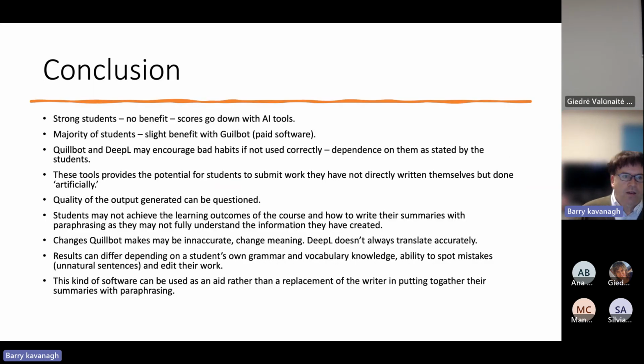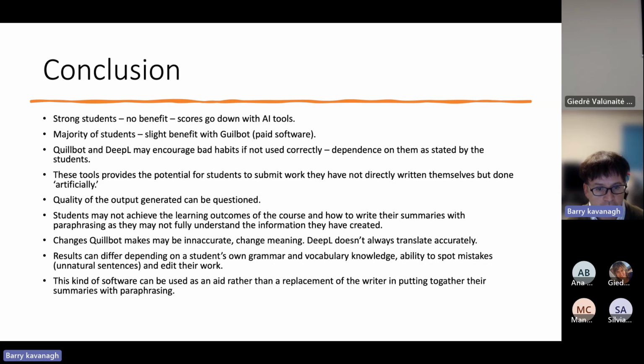So, conclusion: for many of the students who produced very good written work, there wasn't much benefit for them in using AI. Sometimes their scores went down with the AI tools. But for the majority of students, there was slight benefit with Quillbot, which is paid software, but they use the free version. Quillbot and DeepL may encourage bad habits, however, if not used correctly. There can be a dependence on them, as stated by some of the students in the survey. Also, these tools provide the potential for students to submit work they have not directly written themselves, but done artificially.